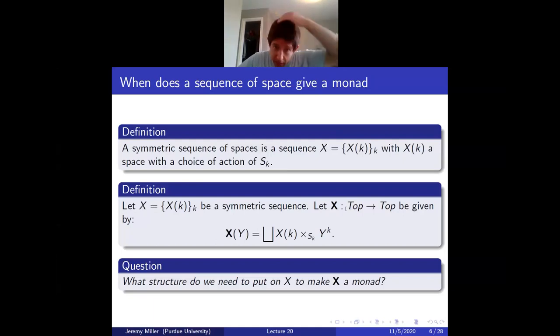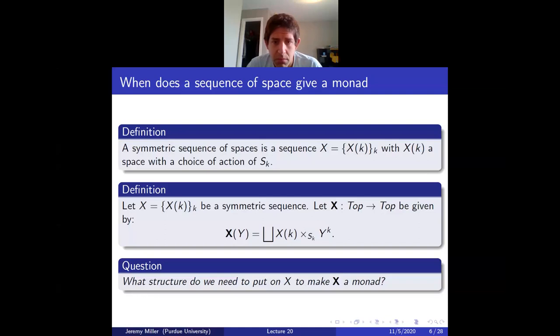If you have a symmetric sequence, you get a functor from topological spaces to topological spaces. If you have the symmetric sequence X, with these spaces X(k), you can send Y to the disjoint union over k of X(k) cross over the symmetric group with Y to the k. Remember, this cross over means the quotient by the symmetric group acting diagonally on X(k) and Y^k. So given a symmetric sequence, we always get a functor.